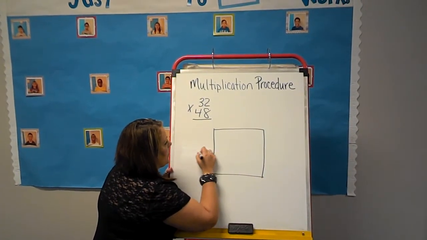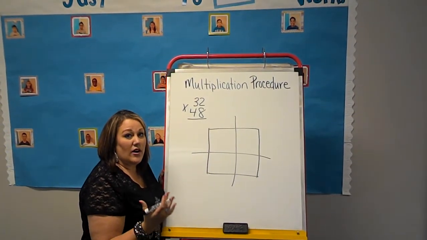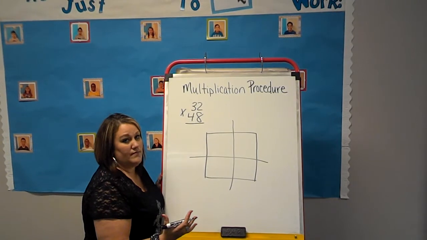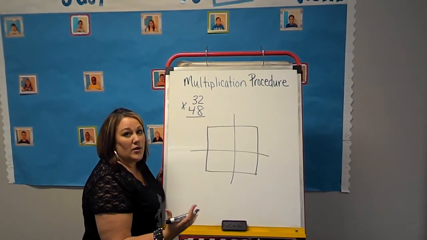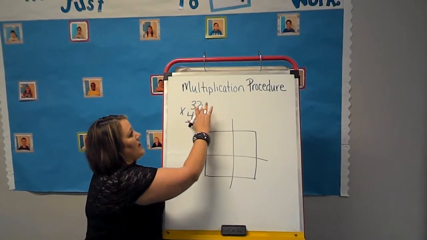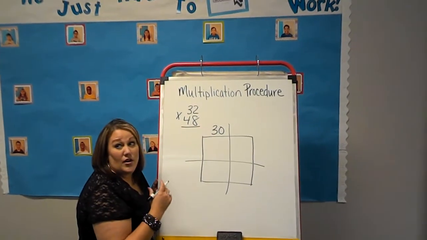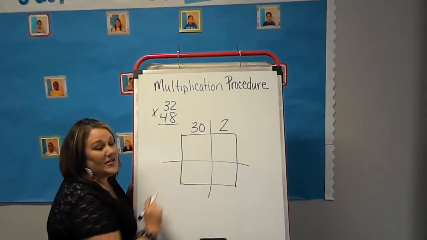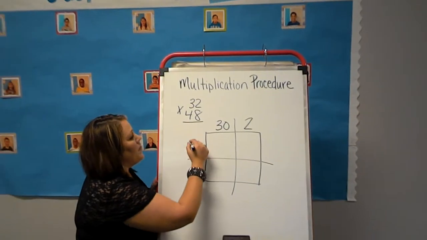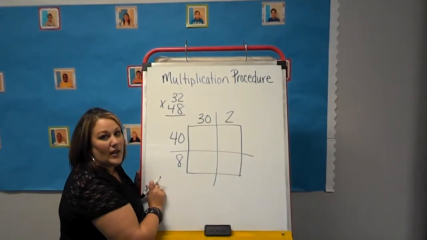So you draw your square, and the purpose of this is because we are going to be dividing our tens from our ones, all right, which also plays into our expanded form when we are writing numbers in expanded form. So we're going to take that 32, and we're going to bring out the tens, so we have 3 tens, which makes 30, and then we have 2 ones, okay? And we're going to multiply that by 40 with 8 ones, okay?